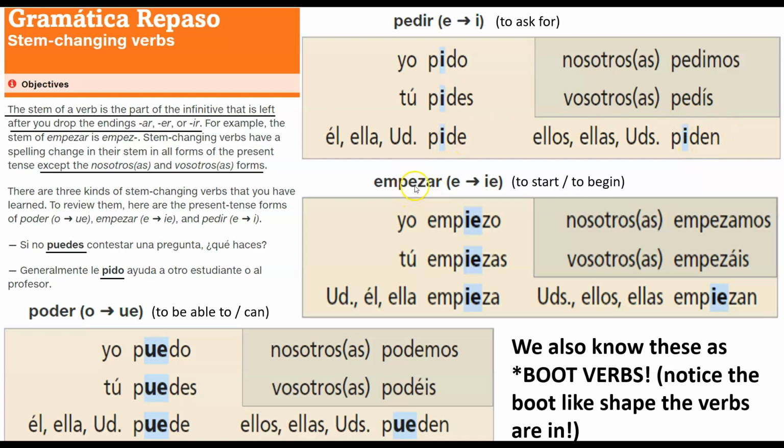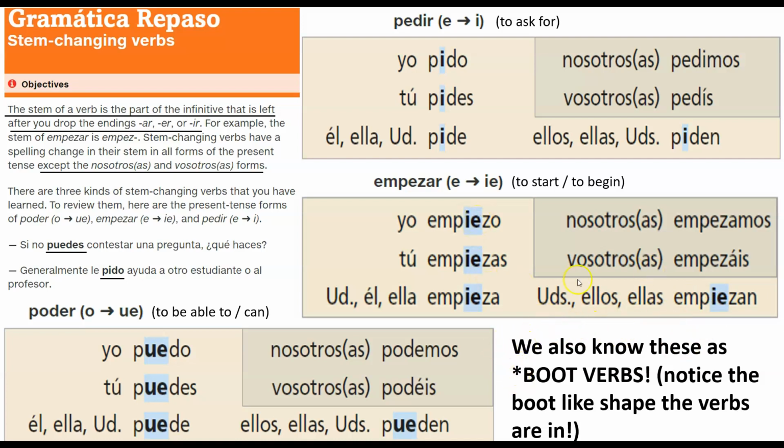Empezar, this E changes to IE, and it's an AR verb. You still have to remember the AR endings. O, as, a, amos, an, right? It means to start or to begin. So, yo empiezo, I start or I begin. Tú empiezas, you start or begin. Usted empieza, you formal begin. Él or ella empieza, he or she begins. Nosotros empezamos, we begin. Vosotros empezáis, y'all begin. Ustedes empiezan, you all begin. Ellos, ellas empiezan, they begin.